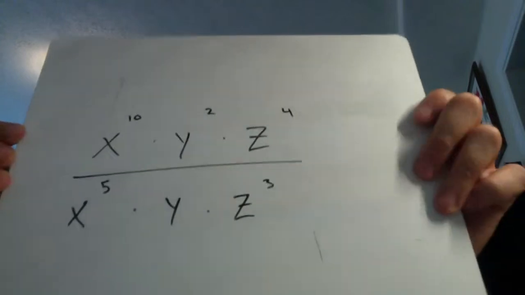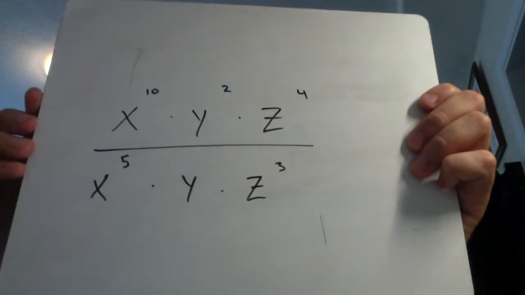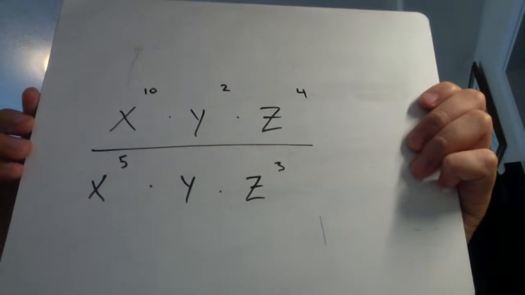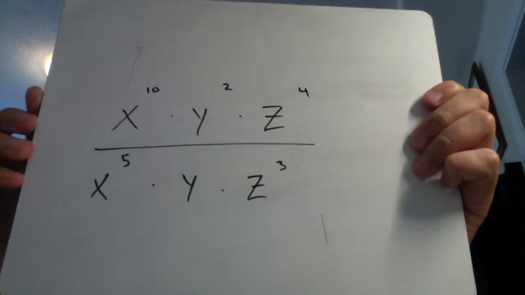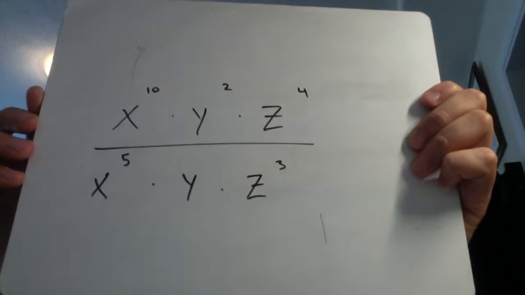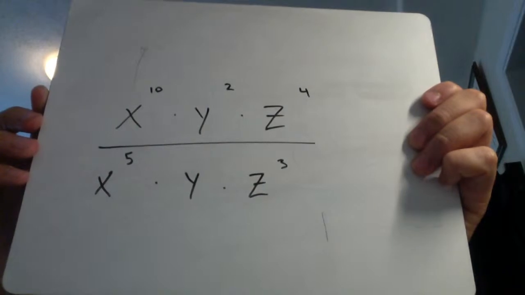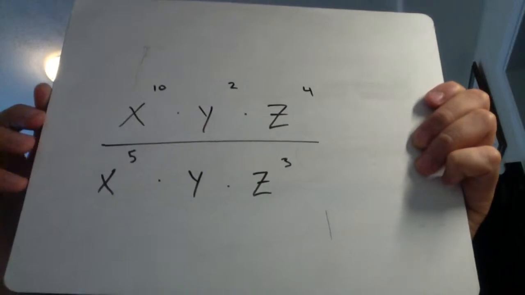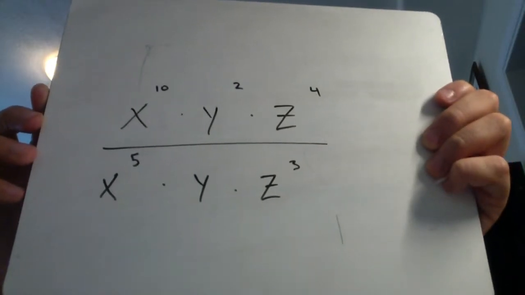So if you have x to the 10th times y squared times z to the 4th all over x to the 5th times y times z to the 3rd, you get exactly x to the 5th times y times z.